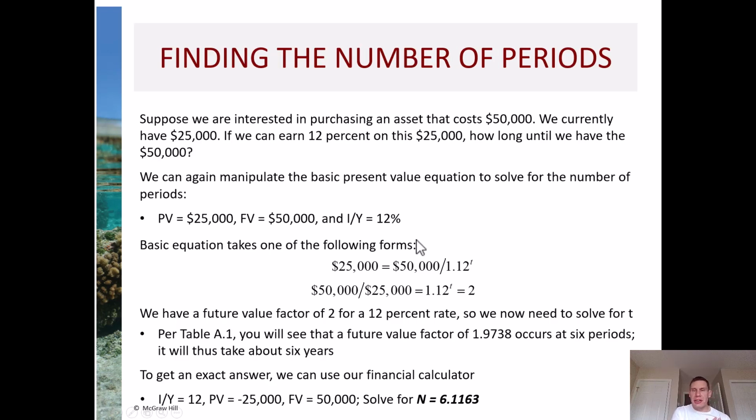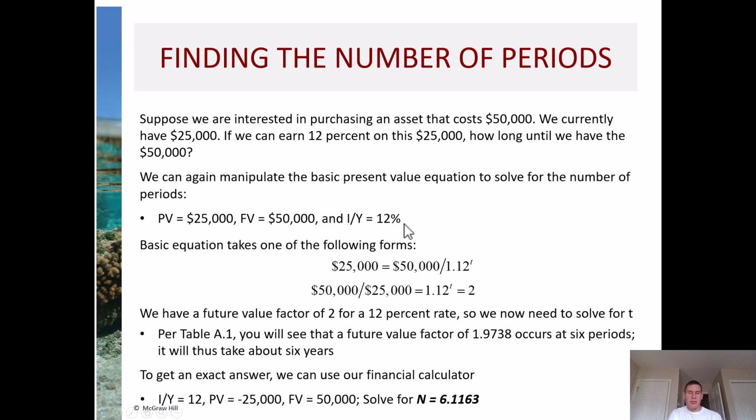Let's say that we want to purchase an asset that costs 50 grand. We currently have 25 grand, so we basically need to make the extra 25. If we can earn 12% on this 25,000, how long until we have the 50,000? This is more of a T question, like time. Looking at the equation, we can plug in: the present value is 25,000, future value is 50,000, the interest rate is 12%.